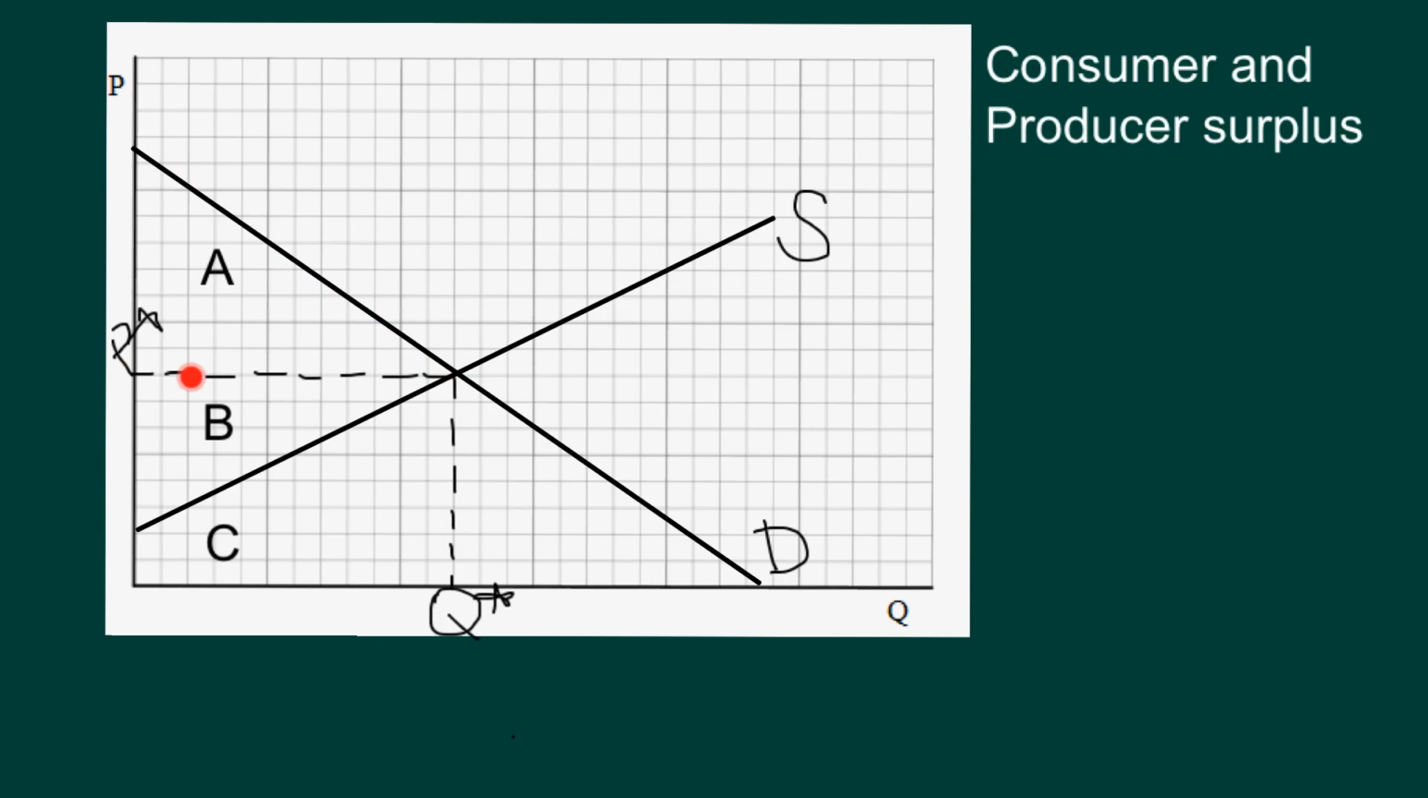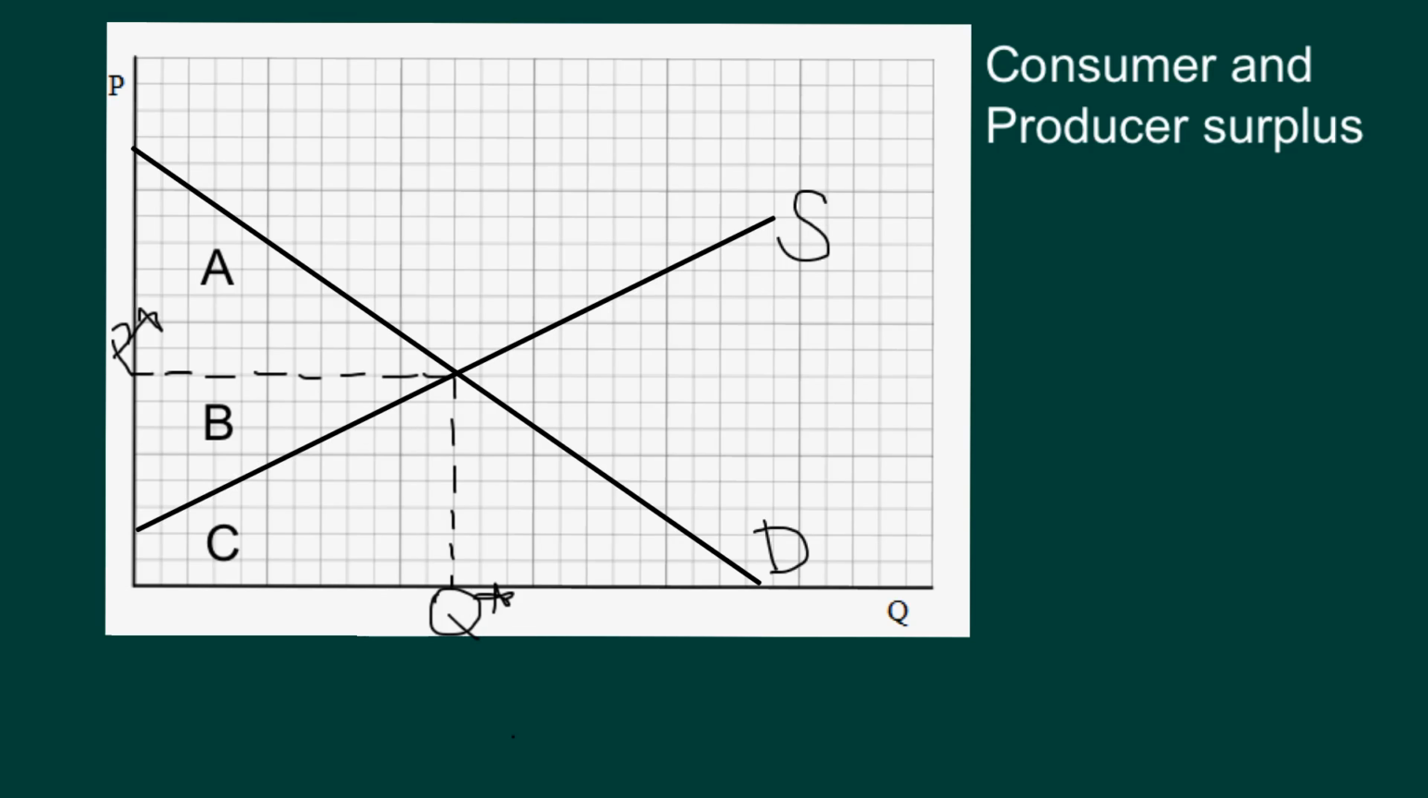So using our newfound definitions, we know that our consumer surplus is the area below the demand curve and above the market price, so that area is marked A. And the producer surplus is the area below the market price and above the supply curve. And that area is marked B for the producer surplus.